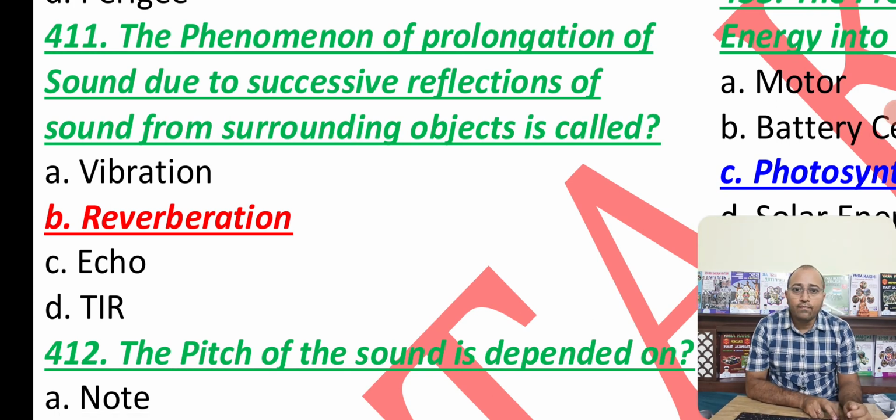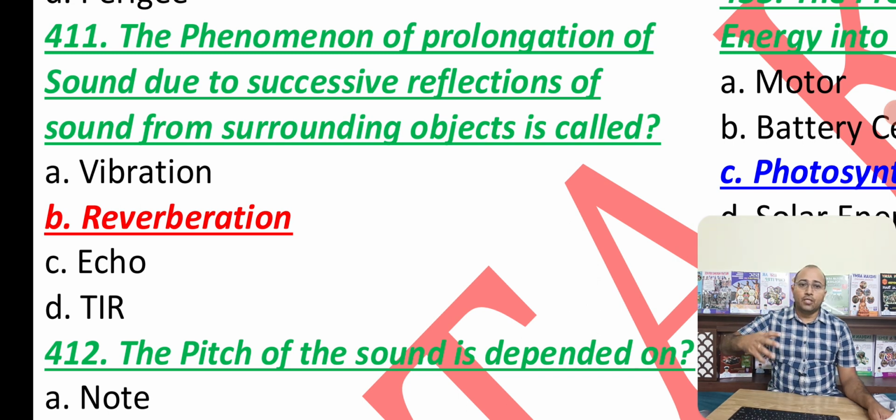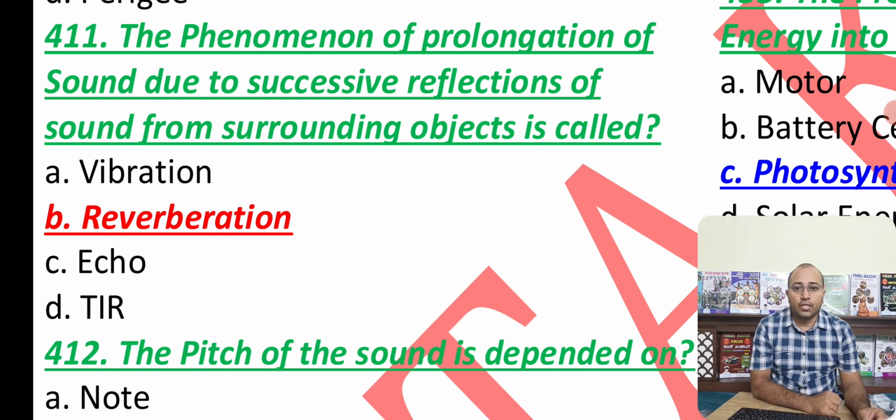Now we have reverberation. In this, what happens is the phenomenon of prolongation of sound due to successive reflections of sound from surrounding objects. Whenever you go to places and start speaking, you will get the reflection in the same area, in a room, in a cave. So that reverberation occurs. You should know the echo. If we shout anything, the same thing you will hear reflected. So that is echo.